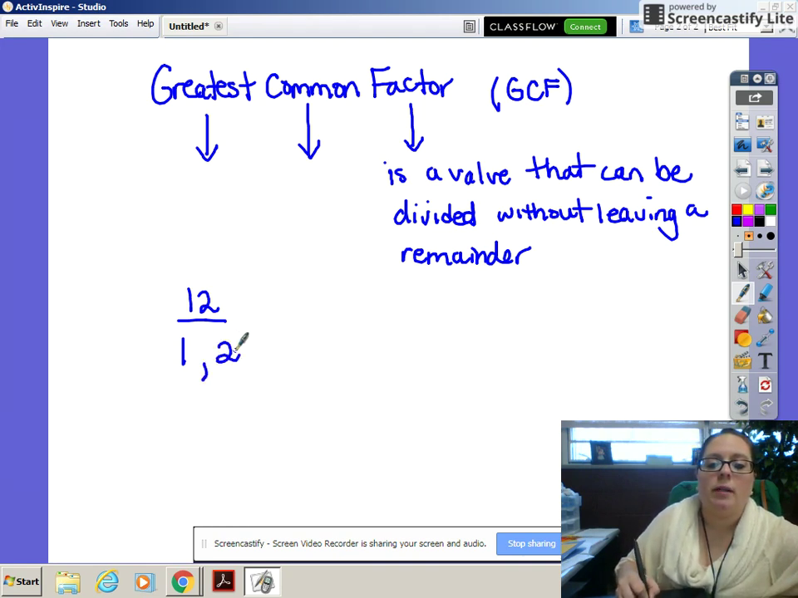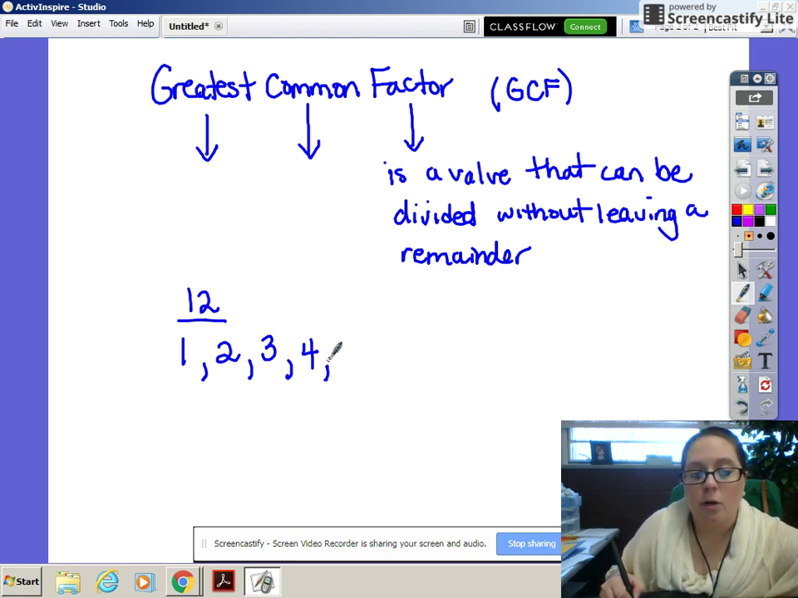The number 2 can be divided into 12 and leave no remainder. 12 divided by 2 is 6. It is a whole number. The number 3 can also be divided. 12 divided by 3 is a whole number 4. The number 4 can be divided. 12 divided by 4 is a whole number 3.